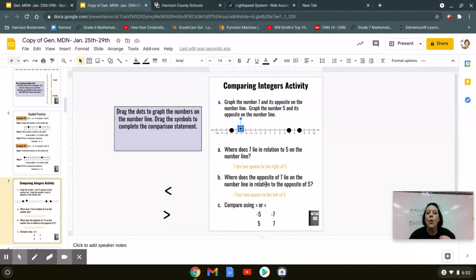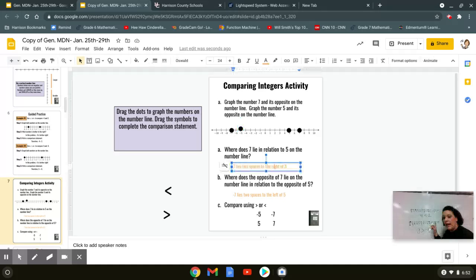So now, where does 7 lie in relation to 5 on the number line? +7 is 2 spaces to the right of 5. So if I go to my number line on the board, 5 is here, 7 is here. 7 lies 2 spaces to the right. So that tells you that 7 is greater than 5. You knew that 7 is greater than 5. But where does the opposite? Look down here. I'm going to show you this one.